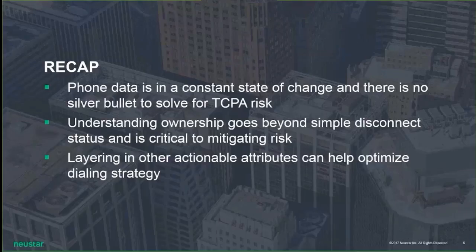So I'd like to thank everybody for their time today, and just to serve as a quick recap, phone data is in a constant state of change, and there is no silver bullet to solve for the TCPA risks associated with reassigned phone numbers. So understanding ownership goes far beyond simply looking at a disconnect file. It is certainly an important piece of the overall solution, but truly understanding the connection between a consumer and their phone number can't be solved by just looking at disconnect data. And then finally, the ability to work with a partner who can layer in additional actionable attributes can actually help optimize the dialing strategy that you're employing.